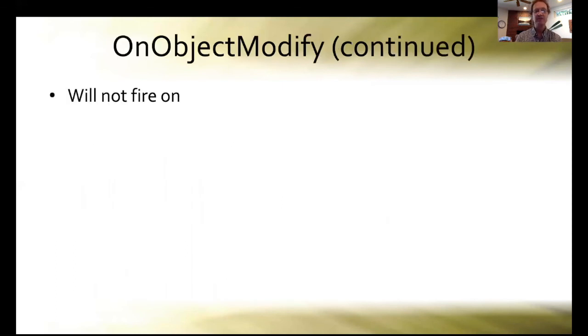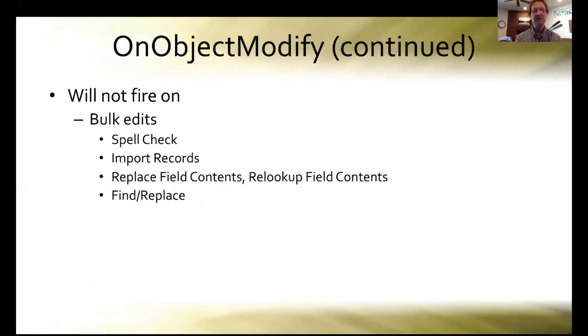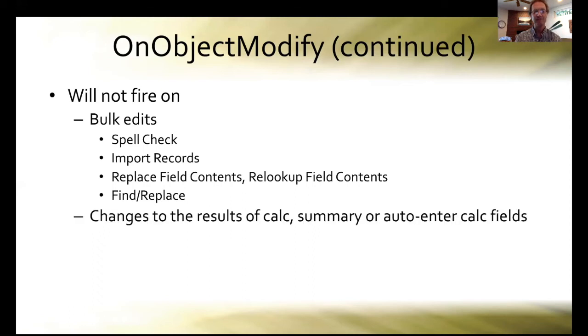But onObject modify will not fire on bulk edits, like when you run a spell check, or you import a bunch of records, or you use the replace field contents or relookup field contents commands, or the find and replace command. Bulk edits will not cause onObject modify to fire, because you'd have script triggers firing off like popcorn. It would be madness. So FileMaker, Claris wisely decided to suspend script triggers on bulk edits.